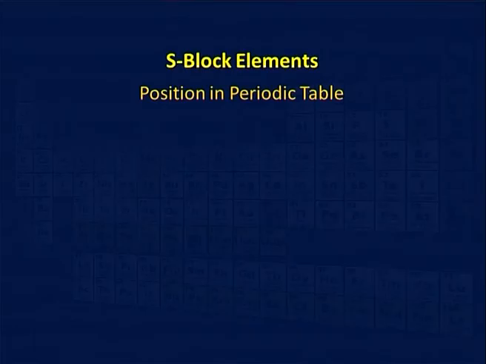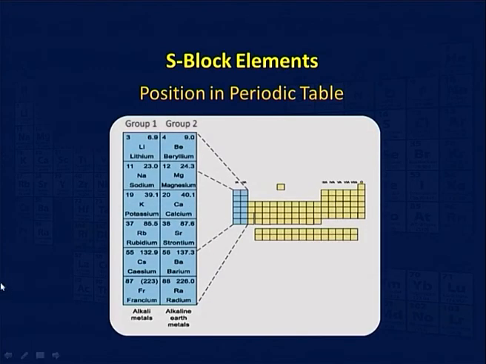Now position in the periodic table: they are placed in the extreme left in the periodic table, as you can see in the diagram depicted here. You can see here group 1 consists of lithium, sodium, potassium, rubidium, cesium and francium.